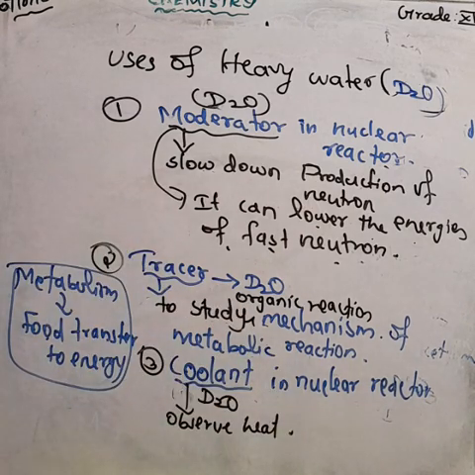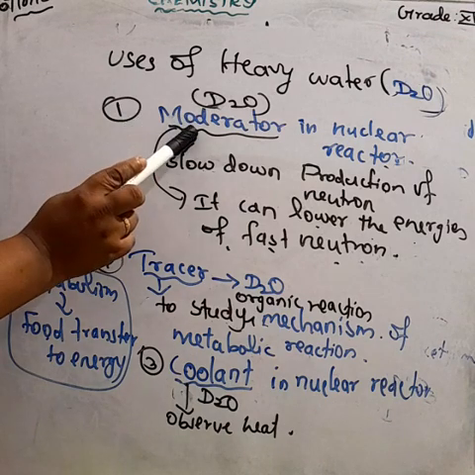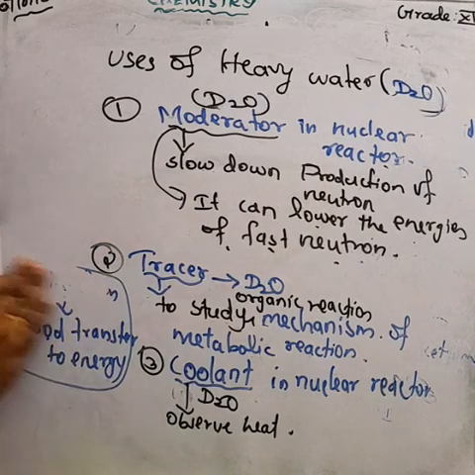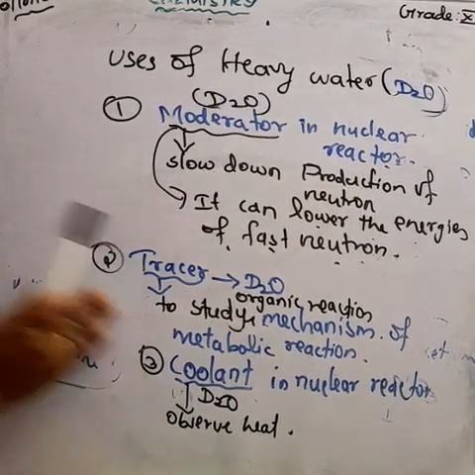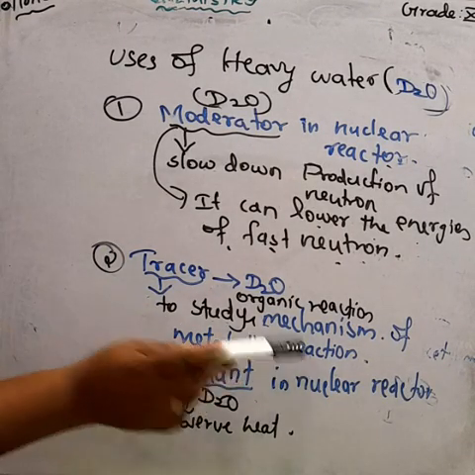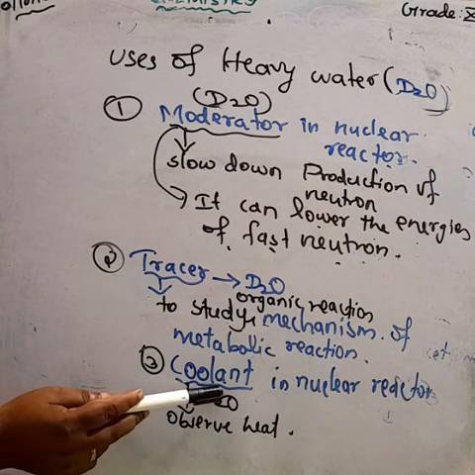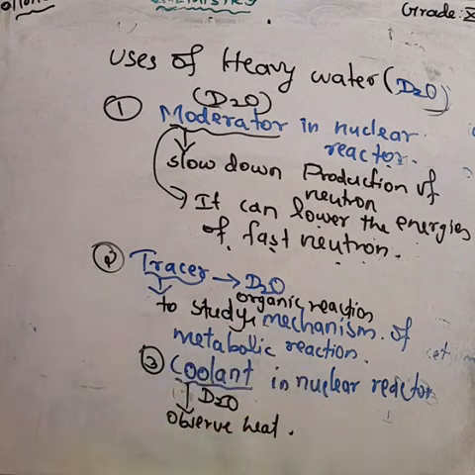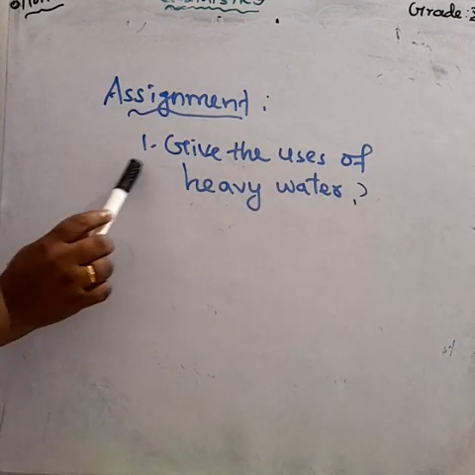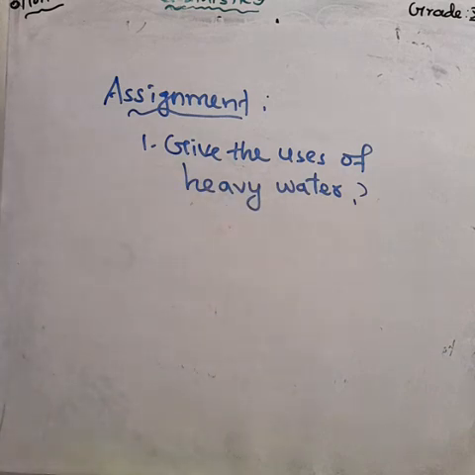Understood? So what are the three uses of heavy water? First, it is used as the moderator in the nuclear reactor. Second, it is commonly used as a tracer to study the organic reaction mechanism and the mechanism of metabolic reactions. And third, it is also used as the coolant in the nuclear reactor. These are the three uses of heavy water. Very, very important. Students, today our assignment: give the uses of heavy water.